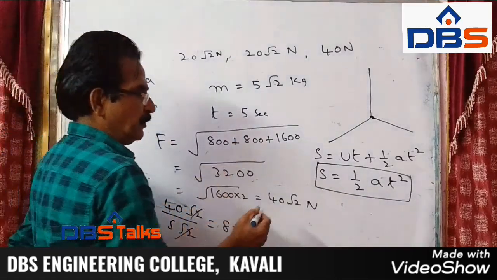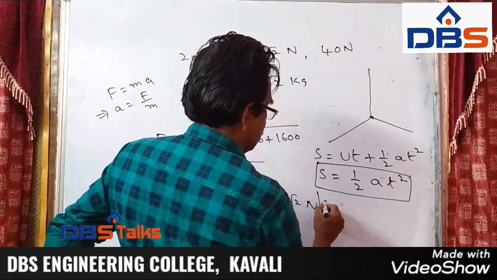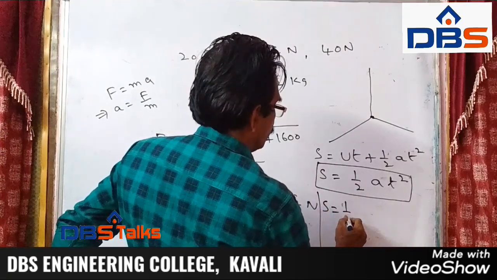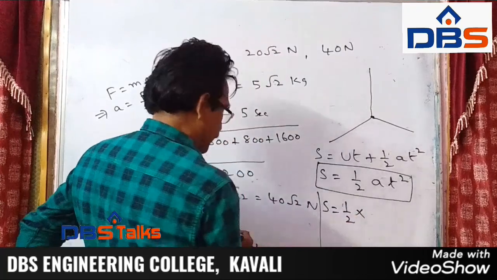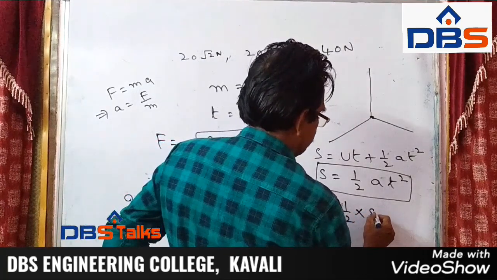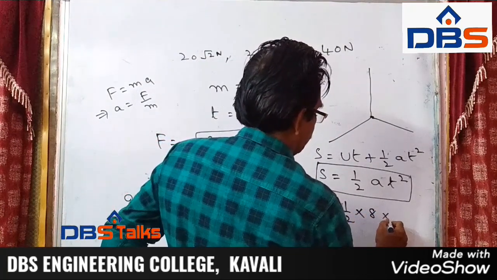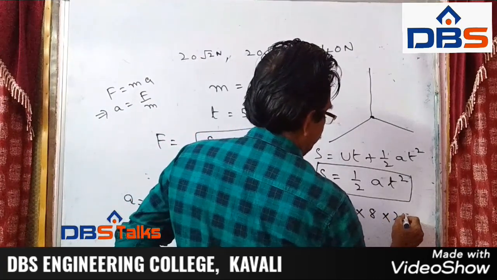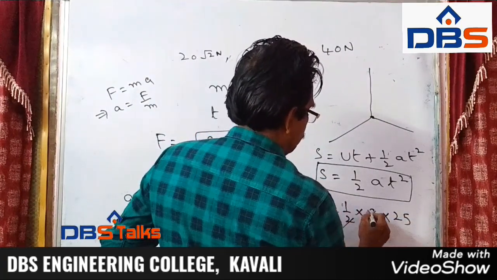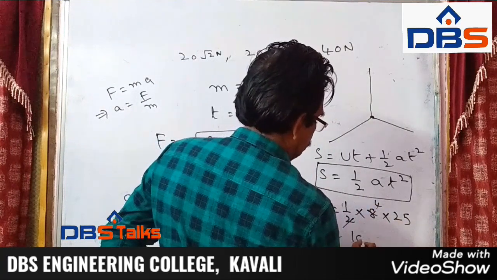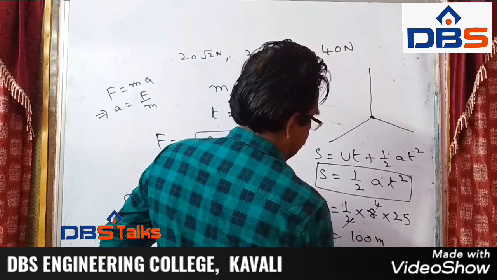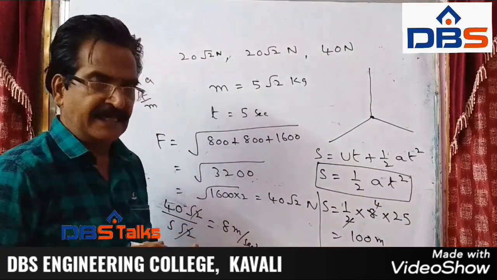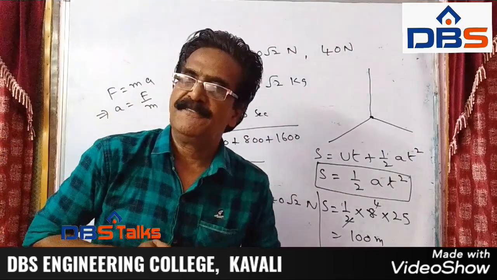Now let us substitute the values in S. S is equal to half into A, 8 meters per second square, into T square. T is 5 seconds. 5 square is 25. Half into 8 is 4, 4 into 25 is 100 meters. 100 meters is the net displacement, friends.